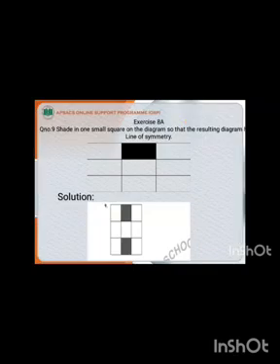Dear student, this is Exercise 8A, question number 9. Shade in one small square on the diagram so that the resulting diagram has a line of symmetry. Dear students, we have to color our box.